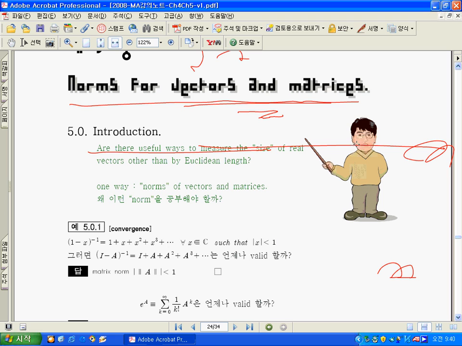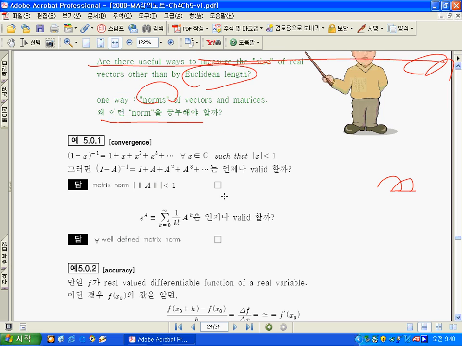The Euclidean norm was a useful way to measure the size of real vectors. Then, is there any other measure? Is there any other tool to measure the size of vectors or matrices? Norm is going to be one answer for that. Why do we have to study norm?